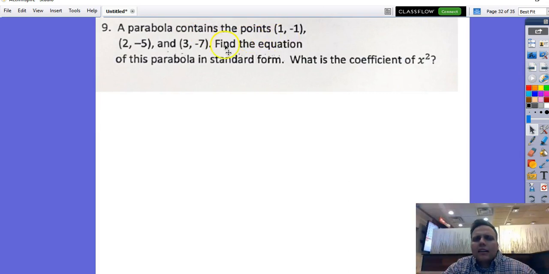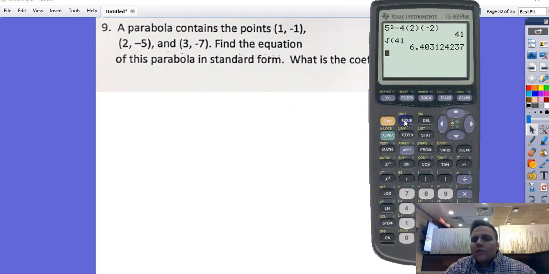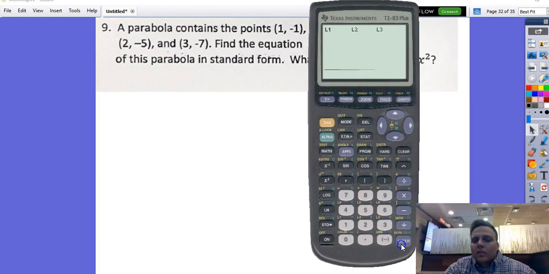A parabola contains these 3 points. Find the equation's parabola in standard form. What is the coefficient on x squared? Okay, again, the calculator can do all of the heavy lifting for us. We can go to Stat. We can go to Edit. We can type our x values in L1 and our y values in L2.